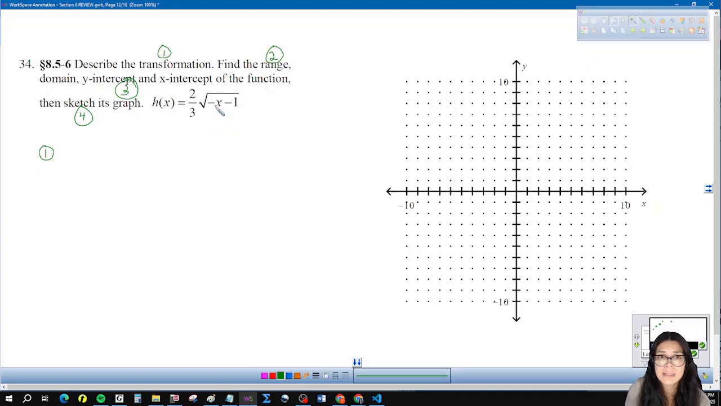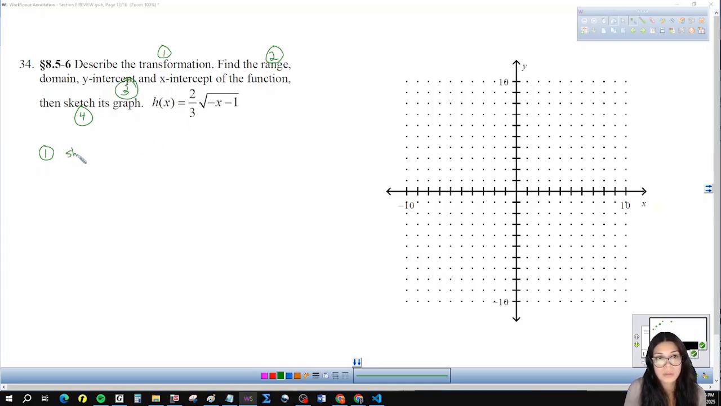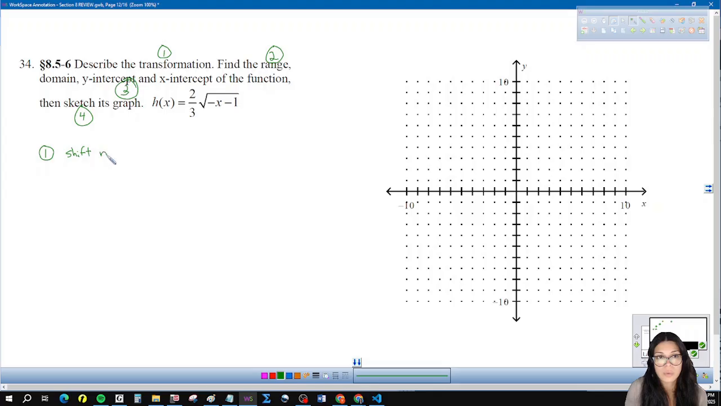So notice on the inside, we are reflecting and we're also shifting. So this is going to be a shift to the right one. We do that first because we do the opposite order, right? Normally we would multiply, but since it's on the inside with x, we're going to do the opposite first. And then we're going to reflect. We're changing the sign of x, so that's going to be a reflection over the y-axis.